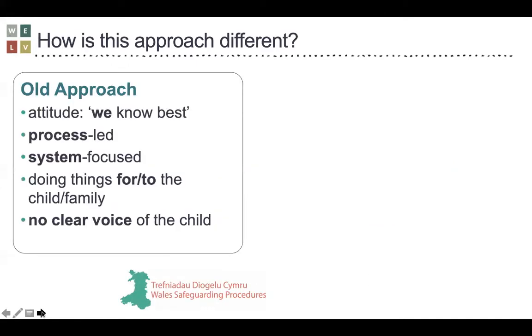So how is this child-centered approach different? If we think of the old approach, the way in which we've previously worked, we will have come at safeguarding from a position that we as the professionals know what's best for the child or the young person. We will have been led by processes and systems, and the activities and the approaches that we will have adopted have very much been about doing things for or to the child and family. And the child at the centre of all of this process has not had a strong or clear enough voice.